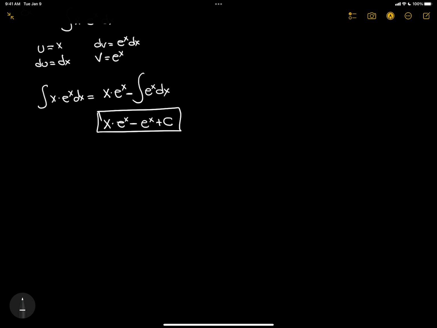So we just used u substitution and integration by parts to solve some basic problems here. Please continue to practice this to make sure you gain a better understanding as to what's going on here.